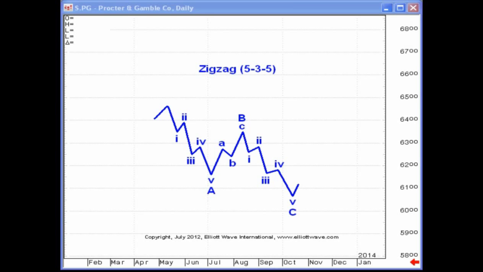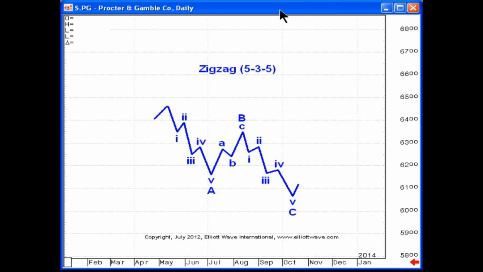Now, a zigzag is a three-wave pattern, and it's identified as waves A, B, and C, the substructure of which is a 5-3-5. What that means is that wave A subdivides into 5 waves, 1, 2, 3, 4, 5. Wave B subdivides into 3 waves, A, B, and C, and then we have another 5-wave move in wave C. This is a classic or textbook zigzag example. Okay, now let's look at a few examples of zigzags in real markets.